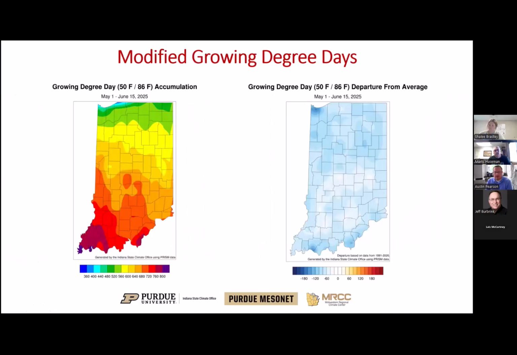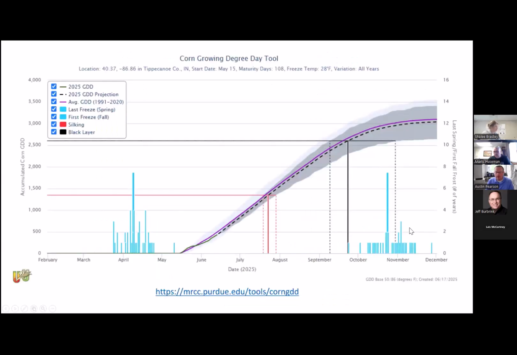But looking at the modified growing degree day accumulations, this is base 50 degrees Fahrenheit, ceiling 86. We've had accumulations just shy of 360 units in the north, all the way down to more than 800 units in the extreme southwest in Posey County. And when looking at the departure from normal for this particular period, we can see that most of the state is anywhere from 60 to 120 units below normal for this time of year.